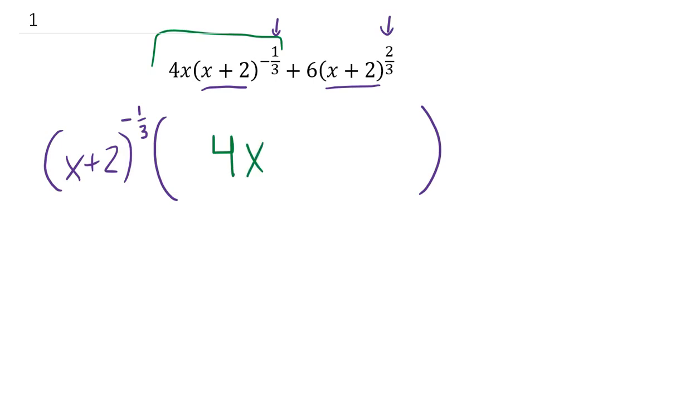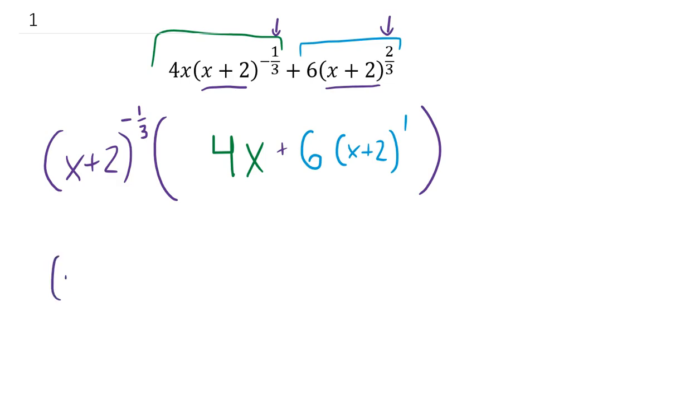But out of this other term, the 6 gets left behind, and I'm still going to have some x plus 2. The way I know how much is left is I had 2/3, I took away negative 1/3. 2/3 minus negative 1/3 makes 3/3.